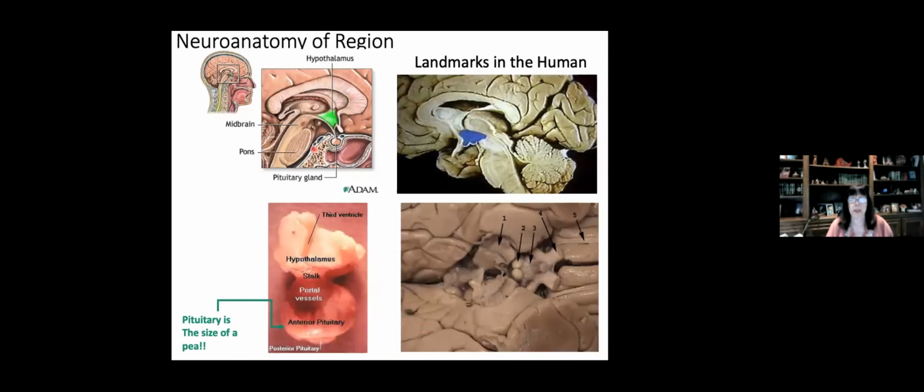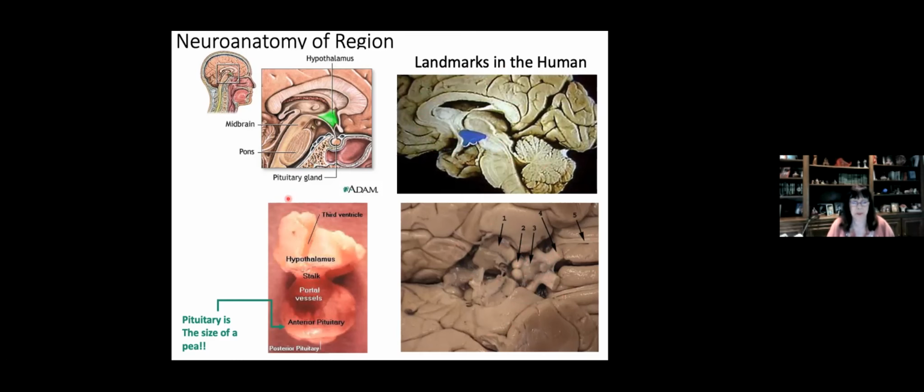I gave you lots of pictures of the hypothalamus so you can see. There it is in green, and here it is in blue in a real human brain cut in sagittal section. You can see the pituitary is missing in this section, but that's the hypothalamus there. If you look at the base, this is again a human brain, and here's the base of the hypothalamus, the floor. There's the optic chiasm right here and here, and there are the mammillary bodies. So you can see it from the bottom.